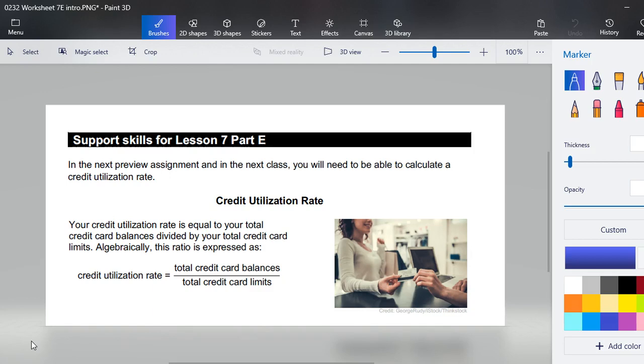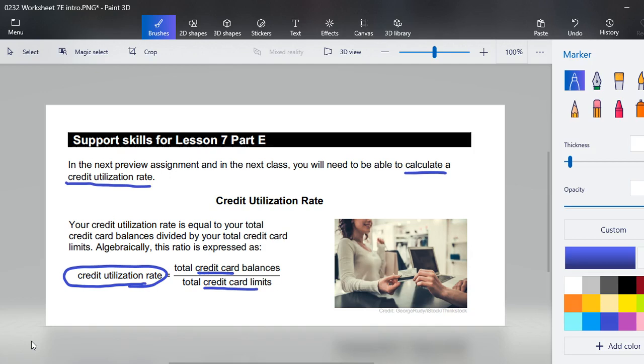In the next preview assignment and in the next class, you'll need to be able to calculate a credit utilization rate. We're going to jump straight to the formula. A credit utilization rate is your total credit card balances divided by the total credit card limits.